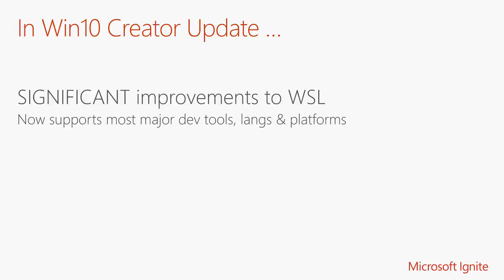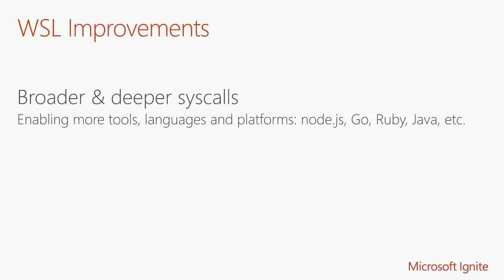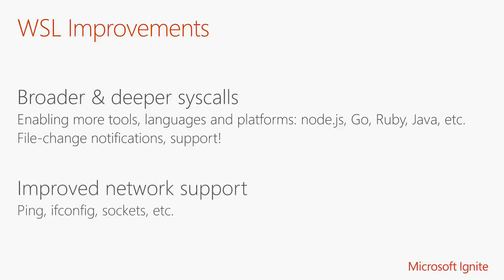With Creator Update, significant improvements: supporting major dev tools that run on Linux, languages and platforms, big improvements in the console, broader and deeper syscalls, more tools, languages, platforms, Node.js, Go, Ruby, Java, file change notification support, improved network support. At the moment, if you're running on Anniversary Update and you try a ping, you'll get a network error, but they've figured that out, so if you do it now on the Creator Update, all of your networking tools pretty much work. That was just a matter of getting that translation between how Windows does things and how Linux does things.